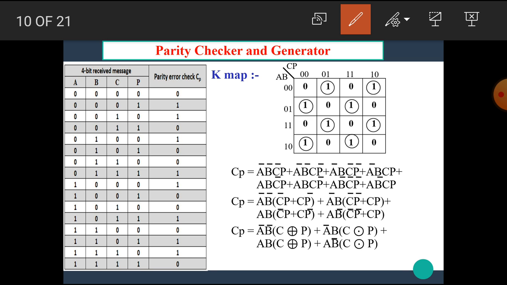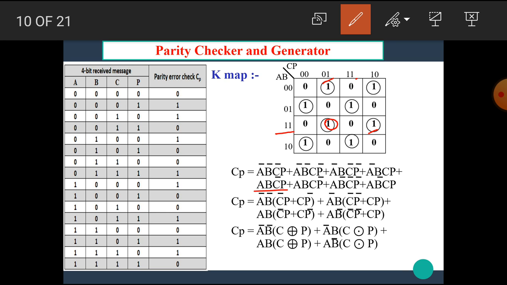For this one, the associated product term is A bar, B bar, C bar, P. For this one, A bar, B bar, C, P bar. For this one, A bar, B, C bar, P bar. For this one, A bar, B, C, P. For this one, the associated product term is A, B, C bar, P.